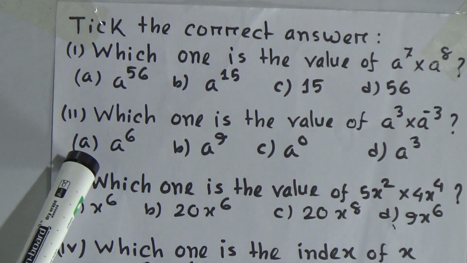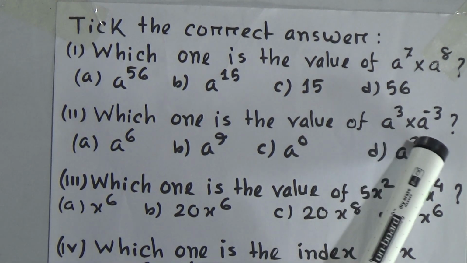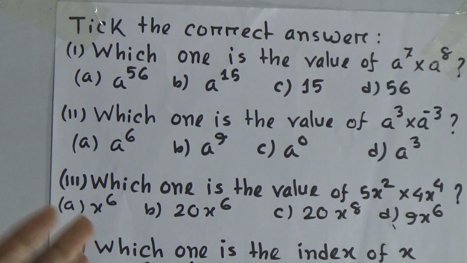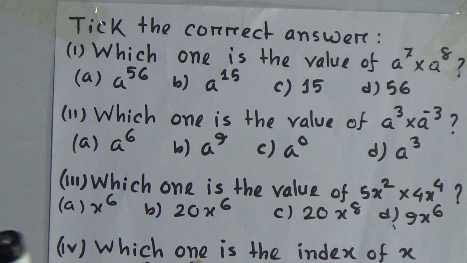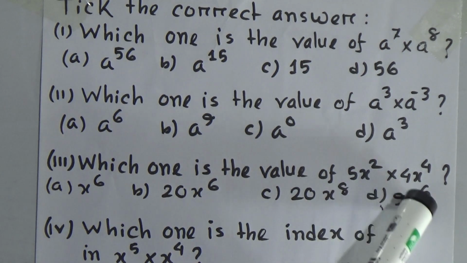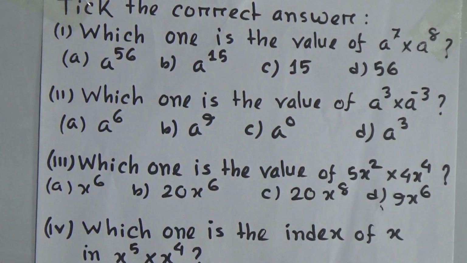Similarly, question number 2 also, a power 3 into a power minus 3. This is equal to what? Bases same, then power will be addition. That means 3 minus 3 equal to what? We know 0. 3 number, which one is the value of 5x square into 4x power 4? Similarly, you have to solve.